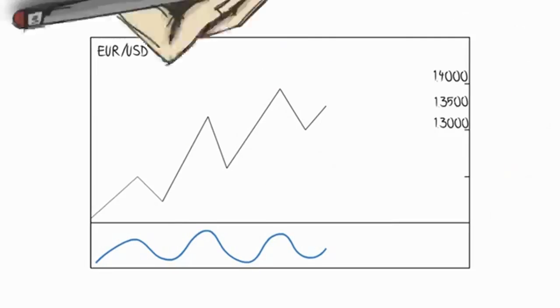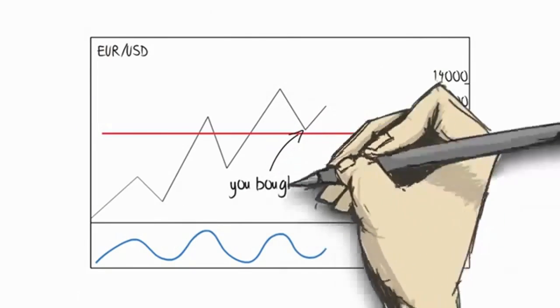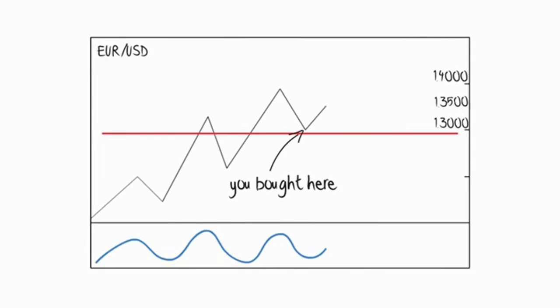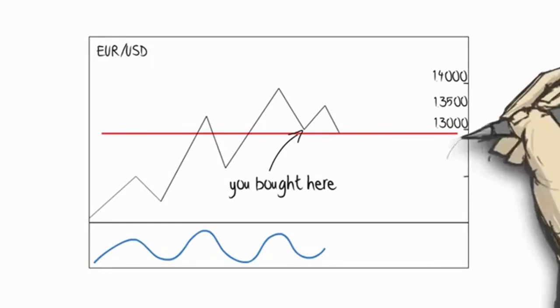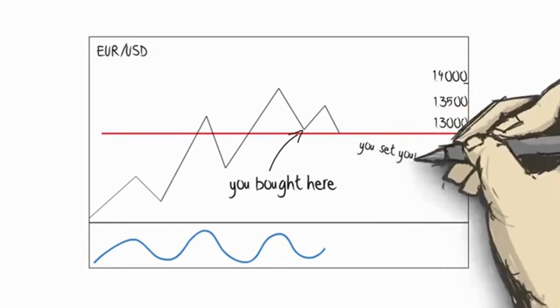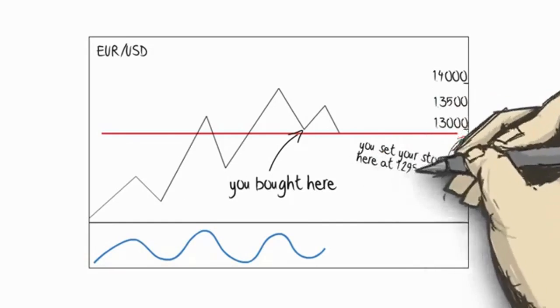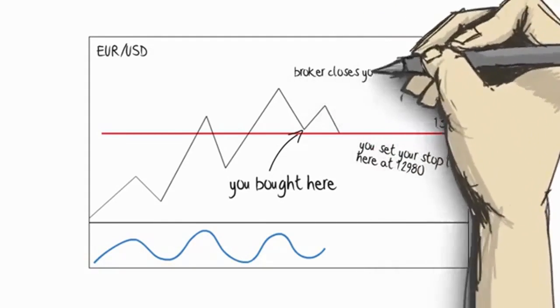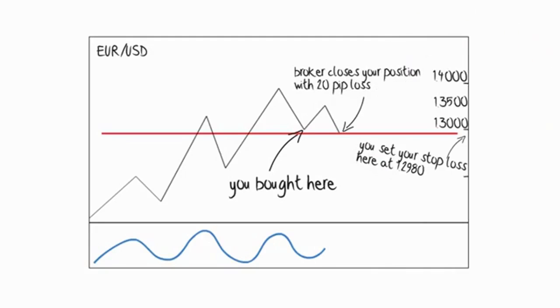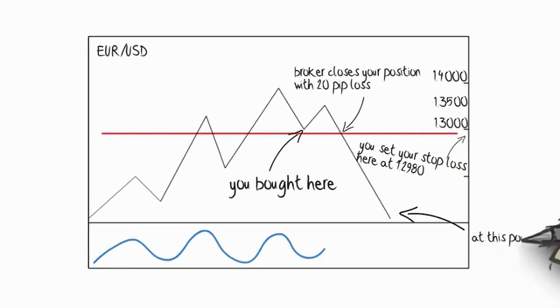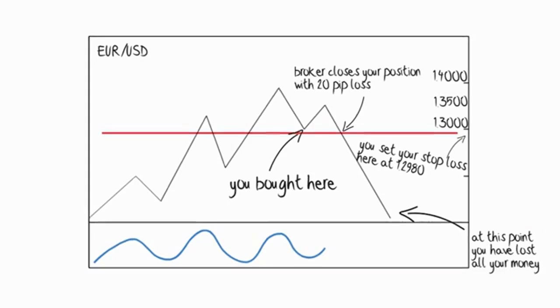Let's see why. If you bought EUR/USD at the price 1.30 and you were wrong, it happens. Price started to fall. If you had set your stop loss order at 1.2980, your broker would automatically close your position with only a 20 pip loss. If you hadn't set your stop loss at all, the price could have just kept falling until you lost all the money that's in your account. You wouldn't want that, right? So always use stop loss orders.